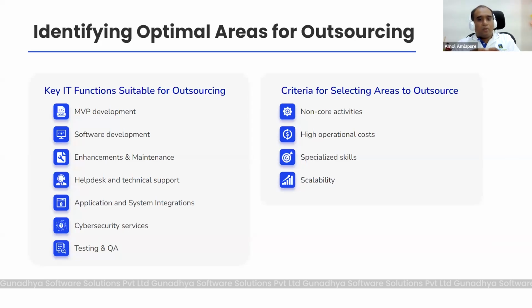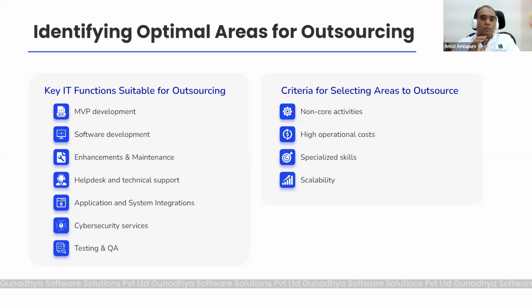What are the criteria for selecting the area of outsourcing? Area to outsource: definitely go for non-core activities. Identify such areas where the impact is less, and identify its impact on the overall project. High operational costs: the functions which are expensive to maintain in-house, like 24/7 support, IT support.